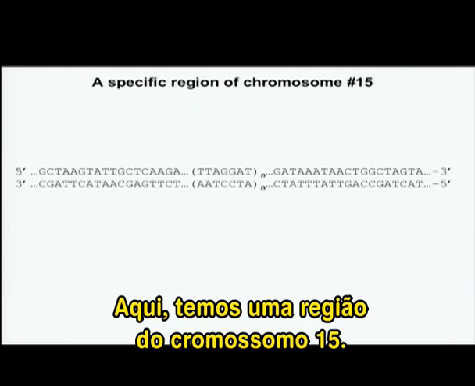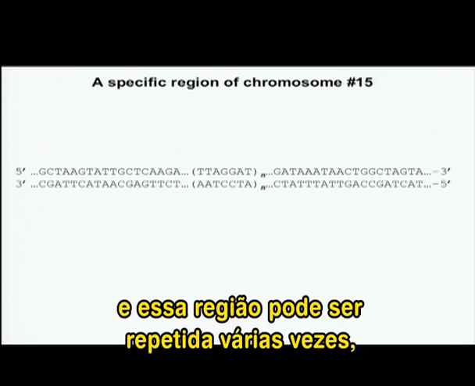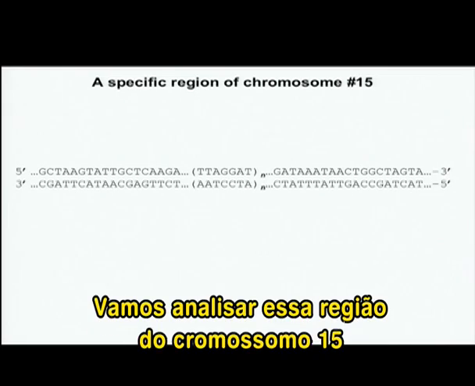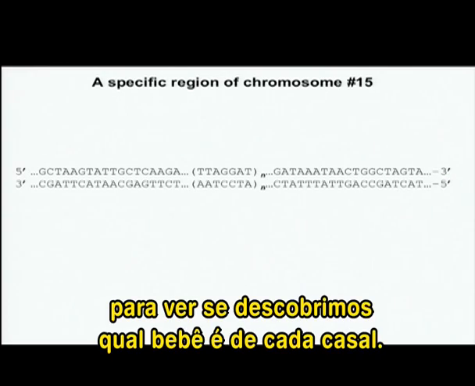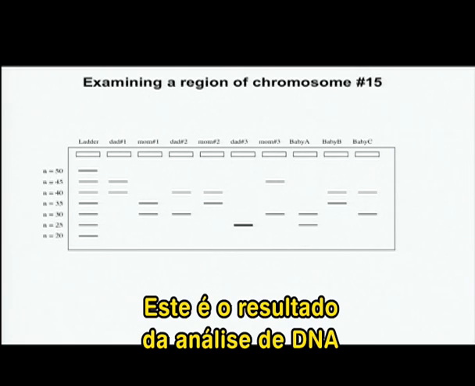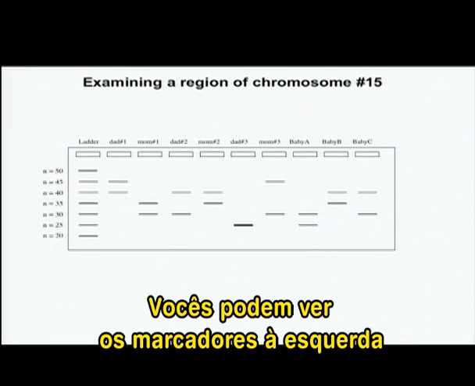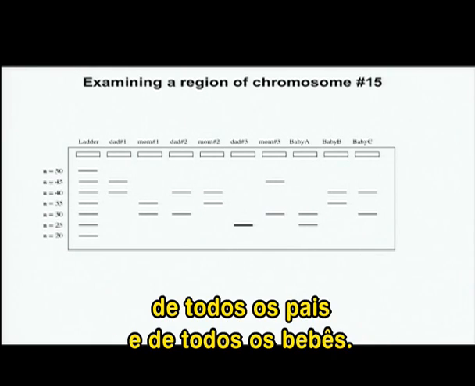Here's a region of chromosome 15. This region has a repeat of TTA, GGAT in the middle. And this region can be repeated n number of times, so a different number of times in different people. We're going to analyze this region of chromosome 15 in the babies and the parents to see if it can tell us which babies go with which parents. On your worksheet, you'll also see the following picture. This is the result of the DNA analysis of chromosome 15. You can see the ladder markings on the left, and you can see the patterns that are given by all of the parents and all of the babies.